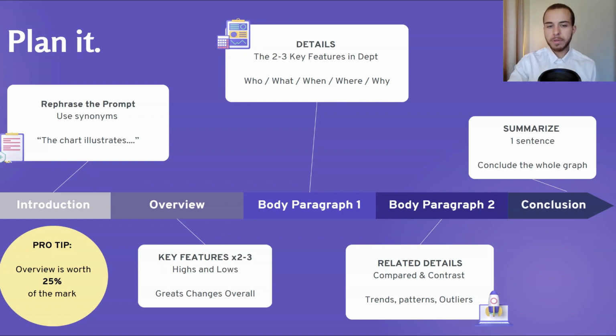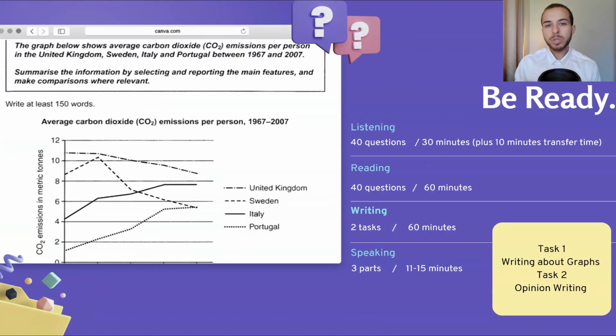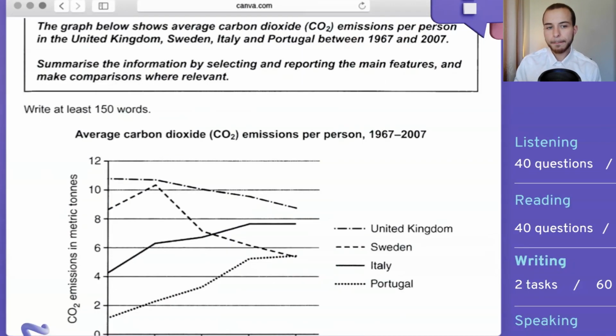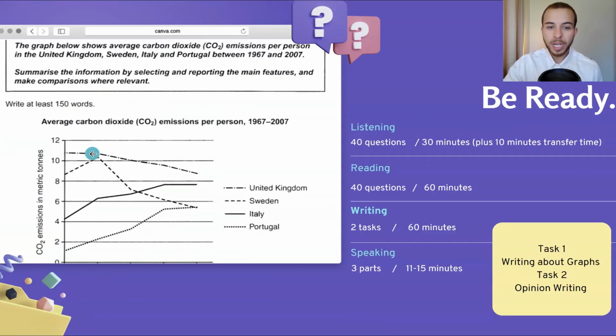Let's look at our graph. Can you identify 2 to 3 key features? Okay, we have United Kingdom, Sweden, Italy, and Portugal. Some numbers are going down and some are going up. That would be a key feature. 2 countries here, the UK and Sweden, they decreased in emissions per person over time. But Italy and Portugal, they increased over time. Those are 2 very big key features.